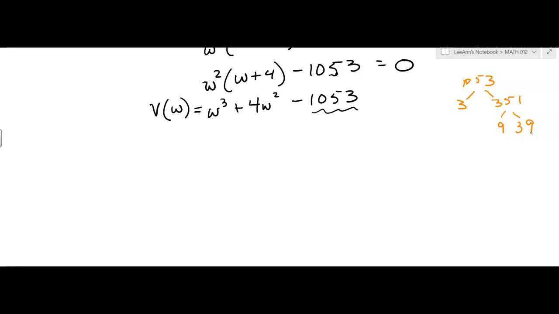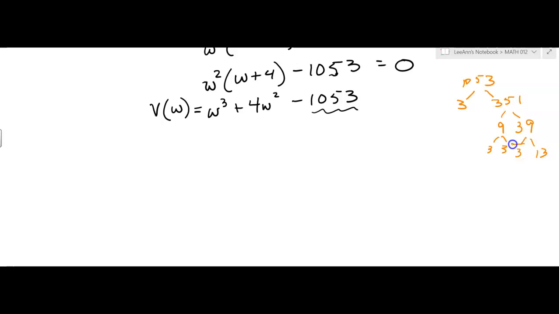Yeah, 39 times. And then 39 breaks into 3 times 13. Now what am I doing here? I'm breaking it down into prime factors. So whenever I have a big number like 1053 and I don't know how to deal with that, I'm going to break it down into smaller numbers because then I can look at some things.